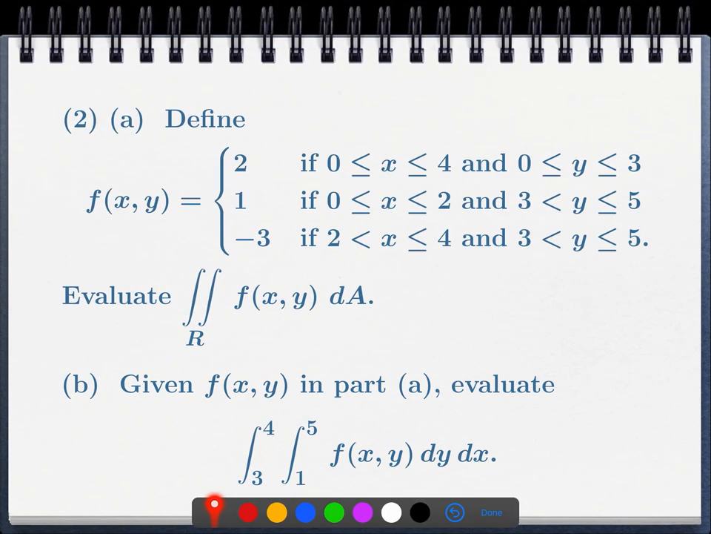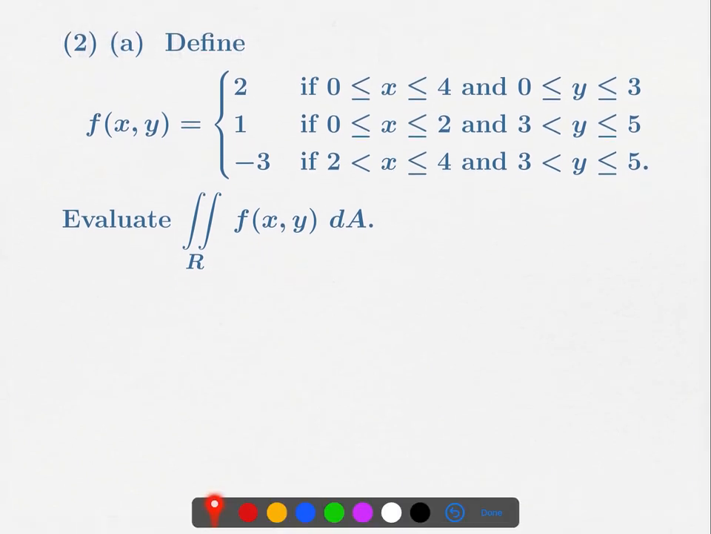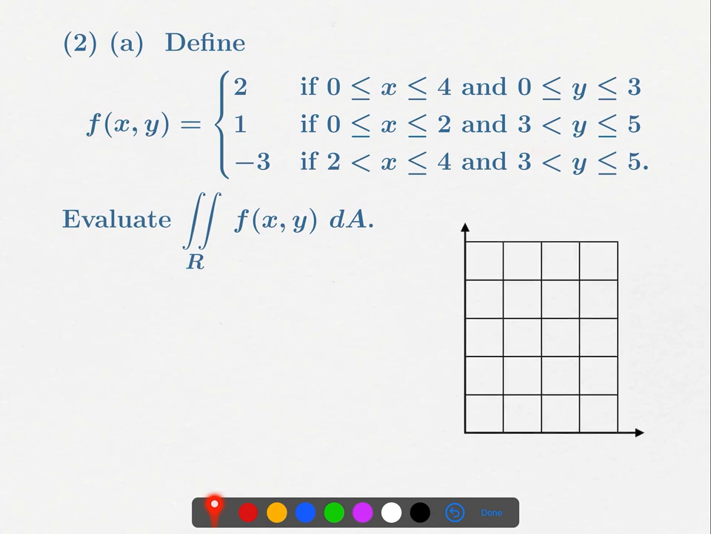The second question involves a piecewise function in two variables where the value of f depends on where you are in the plane here. So let me do part A first. We'll come back to B. So if I look, x is between 0 and 4 everywhere. And y is between 0 and 5, between 0 and 3 here and then up to 5 here. So let me put this picture here. We have x between 0 and 4 and y between 0 and 5.